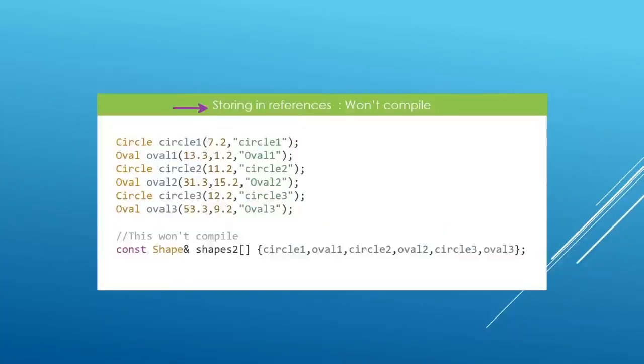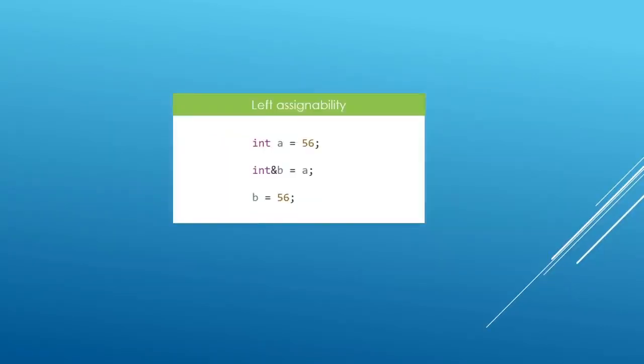Anytime I try to explain this, students mostly come up with this question. What if I try to store references in my array and do something like this? Now, this is not going to work, and this does not even get past the compilation stage of your program. The reason is we can't store references in a collection. And the reason has to do with the left assignability rule. You can't assign to a reference and change the reference to store somewhere else.